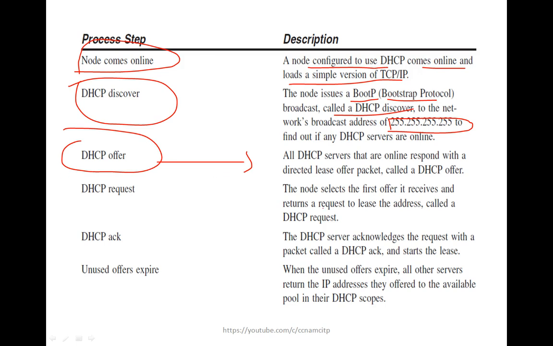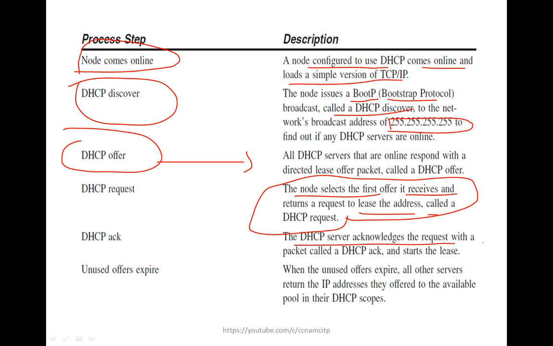Now once again, a request. The node selects the first offer it receives and returns a request to lease the address, called a DHCP request. In that request the node says, yes, you can assign me one IP address and assign the lease also. Now the DHCP server will send an acknowledgement with a packet called DHCP acknowledgement, and start the leasing. Yes, I have given this IP address to you for this much time.